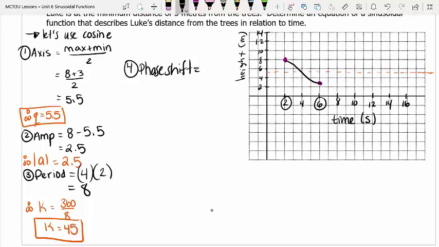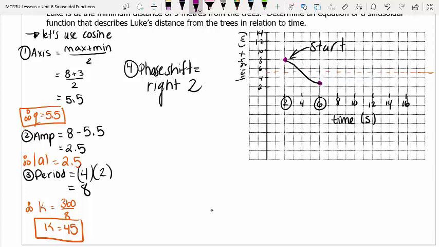So we know that the cosine function starts at its maximum. So here is the start of one cycle of cosine. So that has indeed been shifted, right? It's been shifted to the right 2 seconds. So our phase shift is to the right 2. So when we put that in our equation, we're going to put it in as -2.